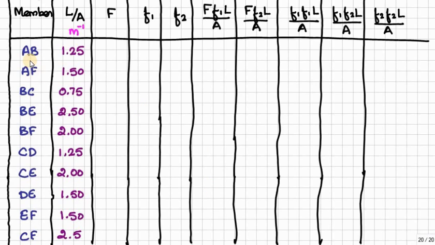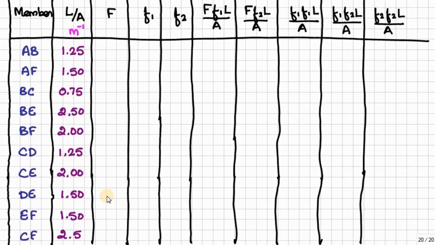So for example, for the AB member, L by A is 1.25. If L is not directly given, then we have to use the Pythagoras theorem or trigonometry, whatever, to find out the length of that particular member. So either we can put in meter unit or mm.